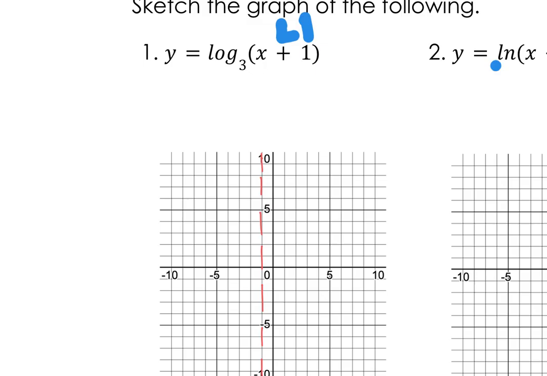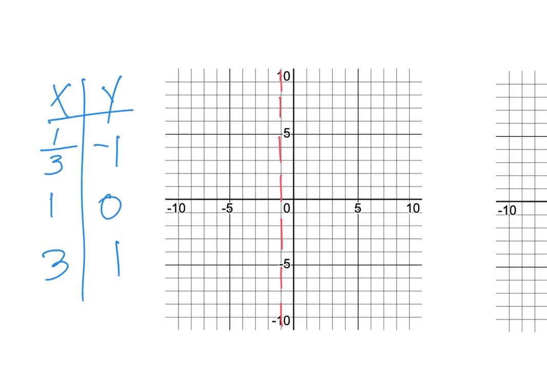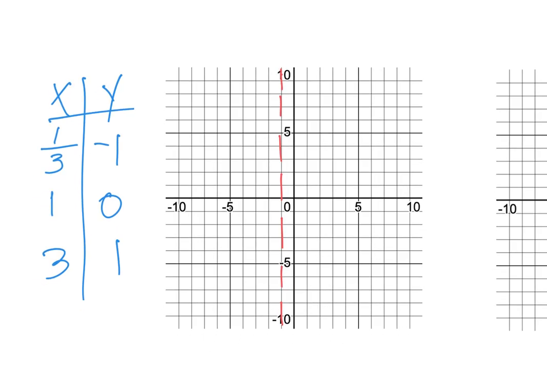Let's get our x and y chart. Our y's are -1, 0, 1. Our x's are 1 over the base, which is 1 over 3, 1, and 3. No changes need to be made to the x and y's. Now let's put these points on our graph. We're going to go over 1/3 of the way, down 1, 1, 0, and 3, 1. So 1, 2, 3, up 1. Right here, connect those points.